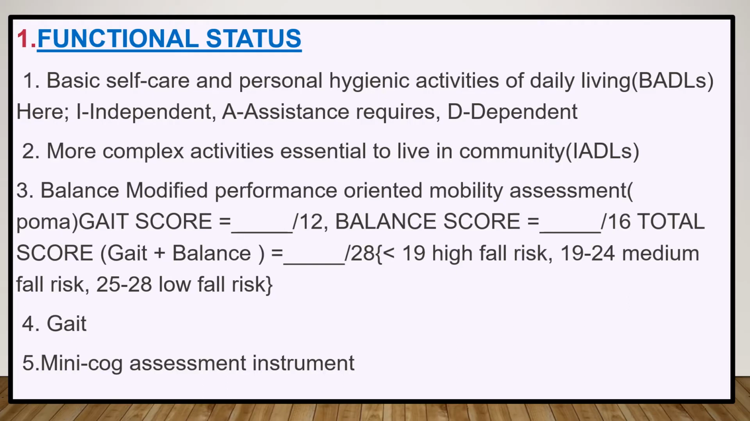The more complex activities essential to life in the community, in the form of instrumental daily activities, we can evaluate through the balance and mobility assessment scores, and the gait scores, which range up to 12, and the balance scores. Both of them are helpful in evaluating the degree of risk for falls. If the score is less than 19, he is at high risk of falls. Between 19 and 24, it is medium. At 25 to 28, he is at low risk of falls. We evaluate the gait by the timed up and go test, and the mini-cog test is an assessment instrument for evaluating the cognitive function of the elderly.